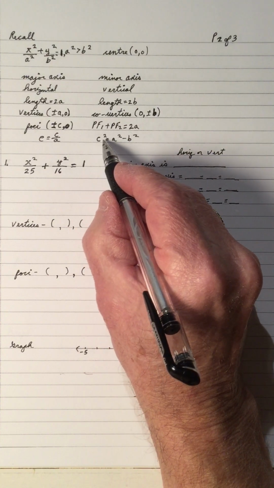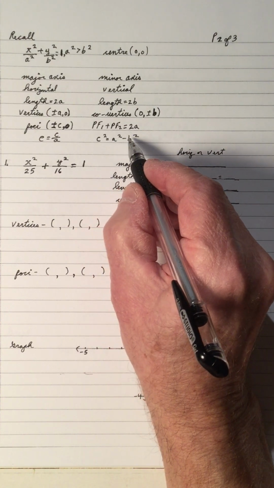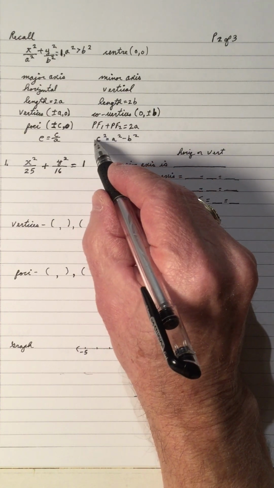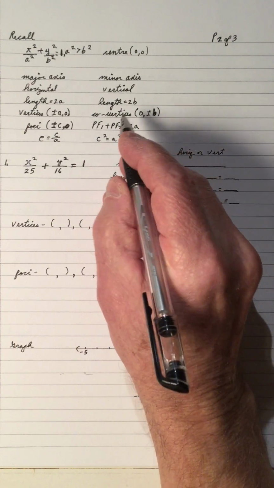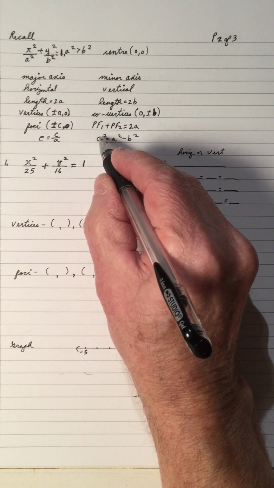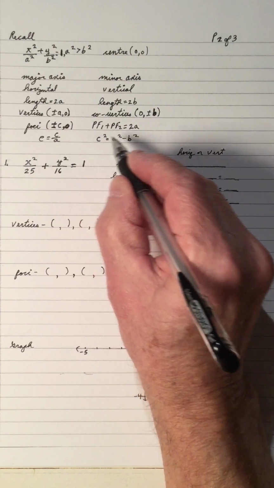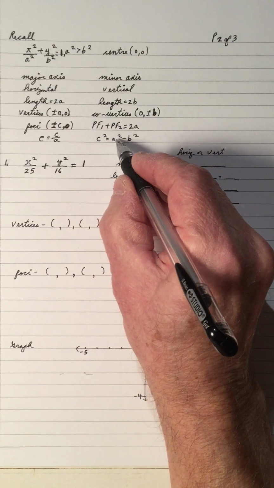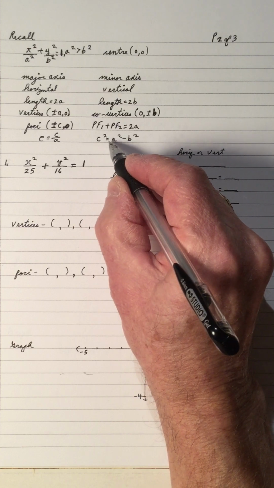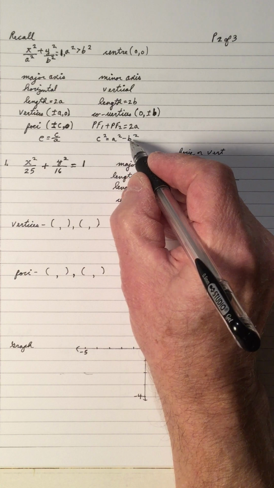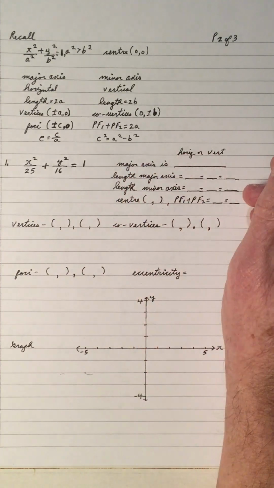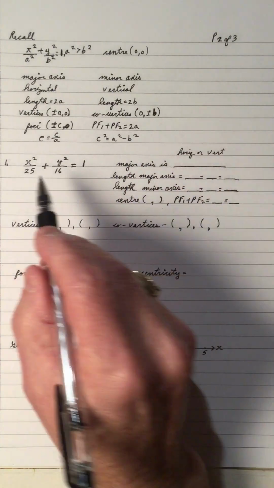And c squared equals a squared minus b squared. It's related to the Pythagorean theorem, but this c in the conics is the focal distance, this a is the length of the vertex distance, and this b is the distance of the co-vertices. So let's do an example.